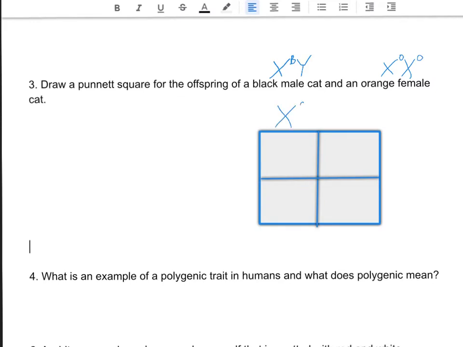So put the female here on the Punnett square and the male on the side. And then we'll just fill this out.